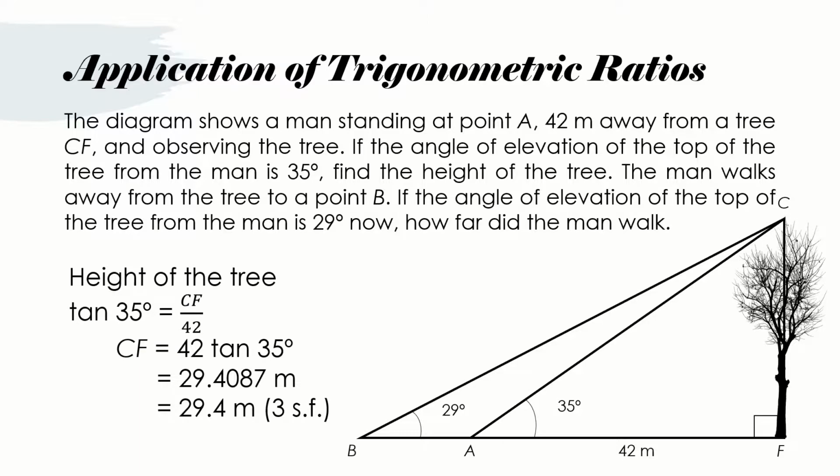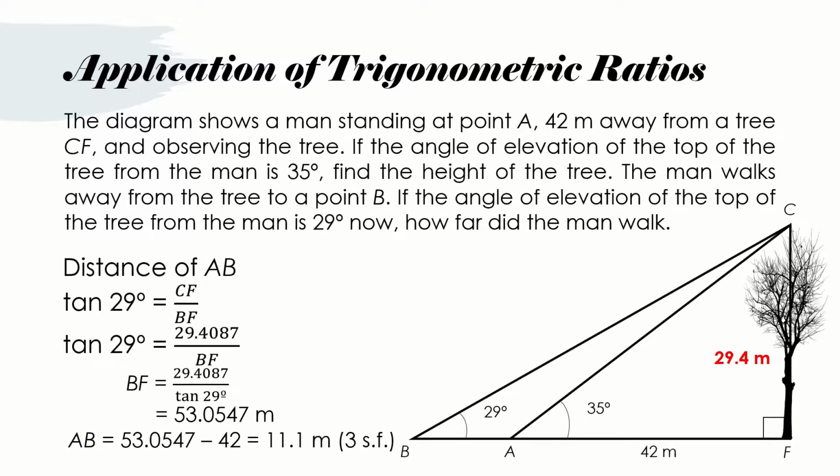Okay, so finding the height of the tree. Using your SOH CAH TOA, tangent 35 degrees will be equal to CF, opposite, out of adjacent, which is 42 meters. And CF will be the height of the tree, which is 29.4 meters, correct to 3 significant figures.